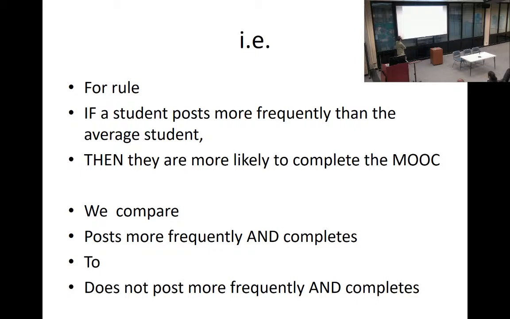So, for example, let's take the rule, if a student posts more frequently than the average student, they're more likely to complete the MOOC. We compare the two cases of posts more frequently and completes to the case where they don't post more frequently, but they still complete. Because if this one is doing better than this one, where's the problem with this rule?